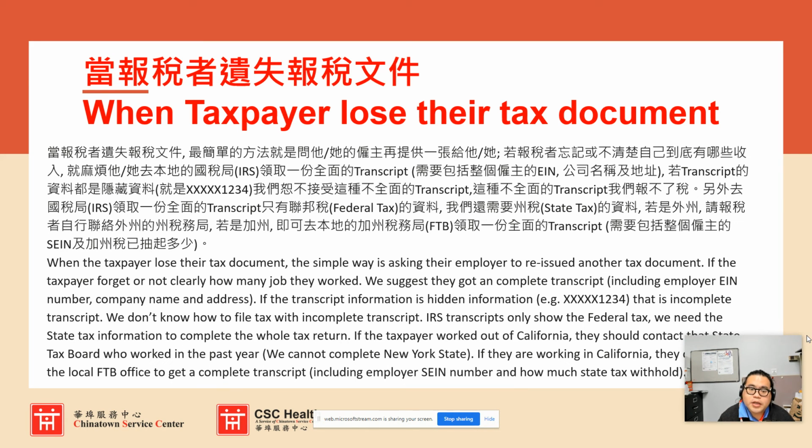They must bring the complete transcript from the IRS local office and the complete transcript from the Franchise Tax Board. The Franchise Tax Board is a very important organization. Actually, it's a government department, to get your complete transcript with the state EIN number and how much tax they withheld for the state. If they have this information, we can file both the federal tax and state tax. Okay.